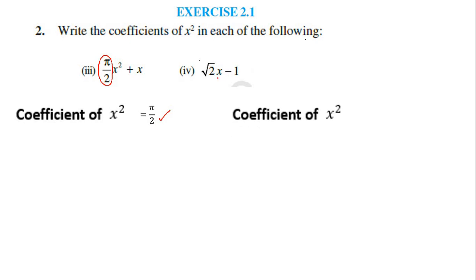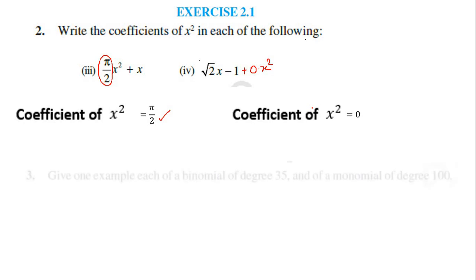Next, the coefficient of x square. You can observe here the x square term is not there, right? So to explain, I am writing, otherwise you can directly observe. We can write 0 dot x square. Right? So what is the x square coefficient here? It is 0. So what we can observe? The coefficient of x square is equal to 0 in this question.